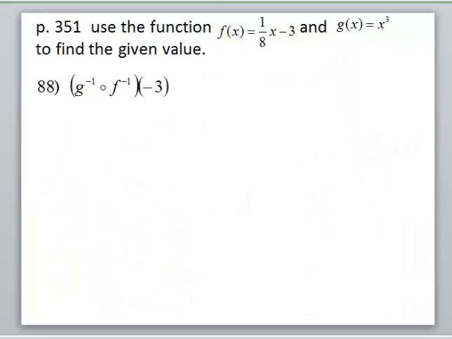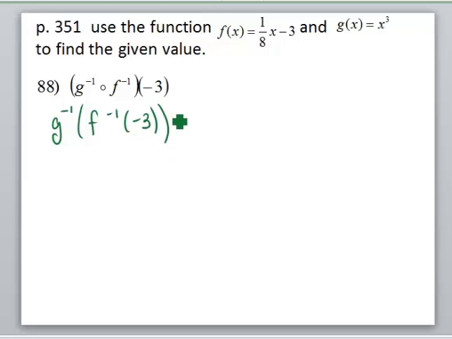This next problem is a composite function. And if you don't remember composite functions, I don't like to see them written this way. This says g inverse of f inverse of -3. I really like to look at them this way: g inverse of f inverse of -3. That's what I'm supposed to find.